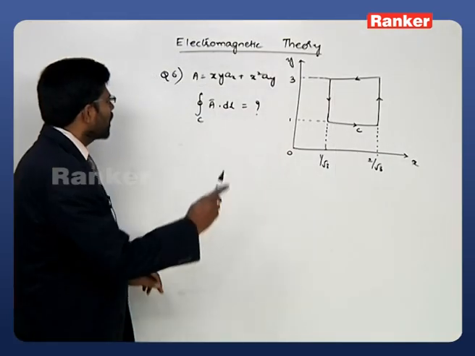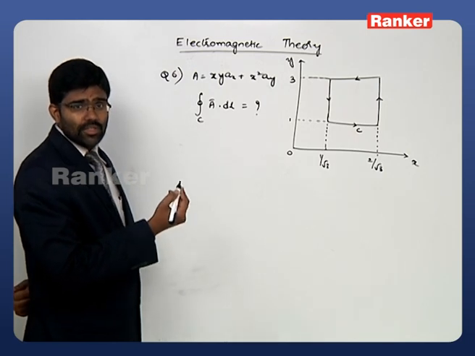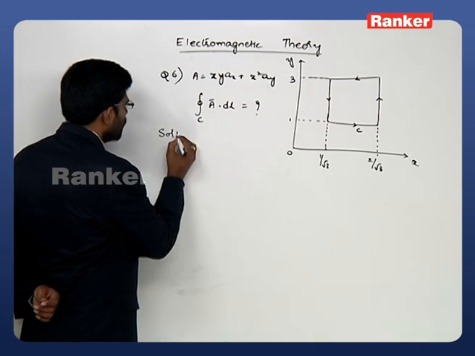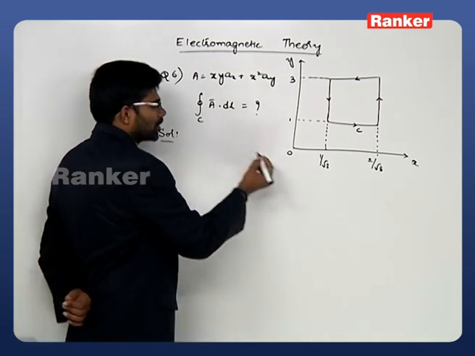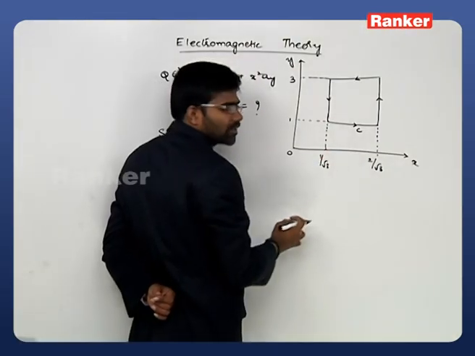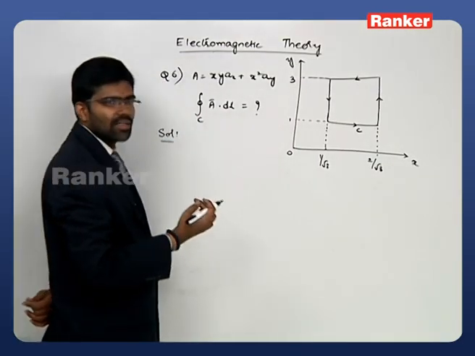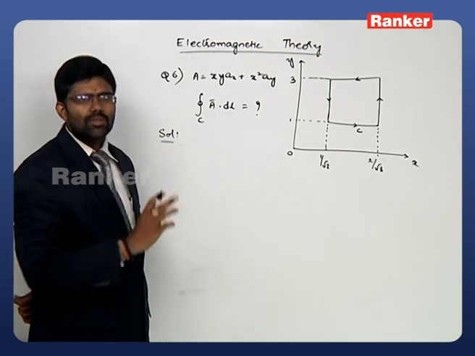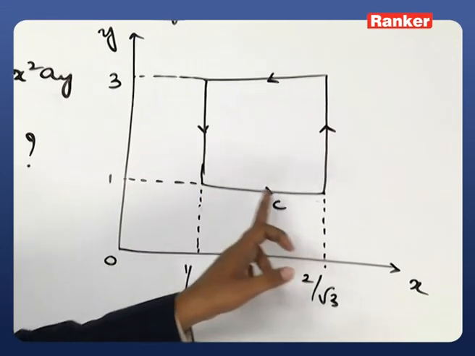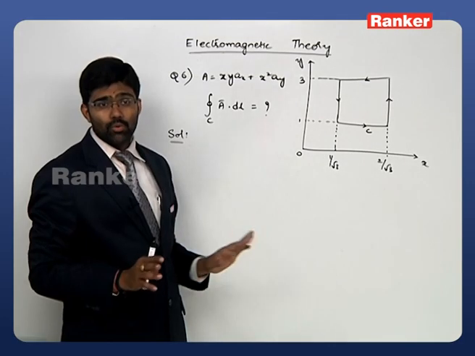We need to calculate the closed line integral of this A bar dl. Now if you want to calculate the closed line integral of A bar dl, the conventional method is like this. We have to consider this closed path in this direction for this part, in this direction for this part, in this direction for this particular part, and in this direction for this particular part, and add all those to get the total. That is the conventional method. Then the closed line integral is this path plus this path plus this path plus this path, which will give us the answer. But don't go for that conventional method.